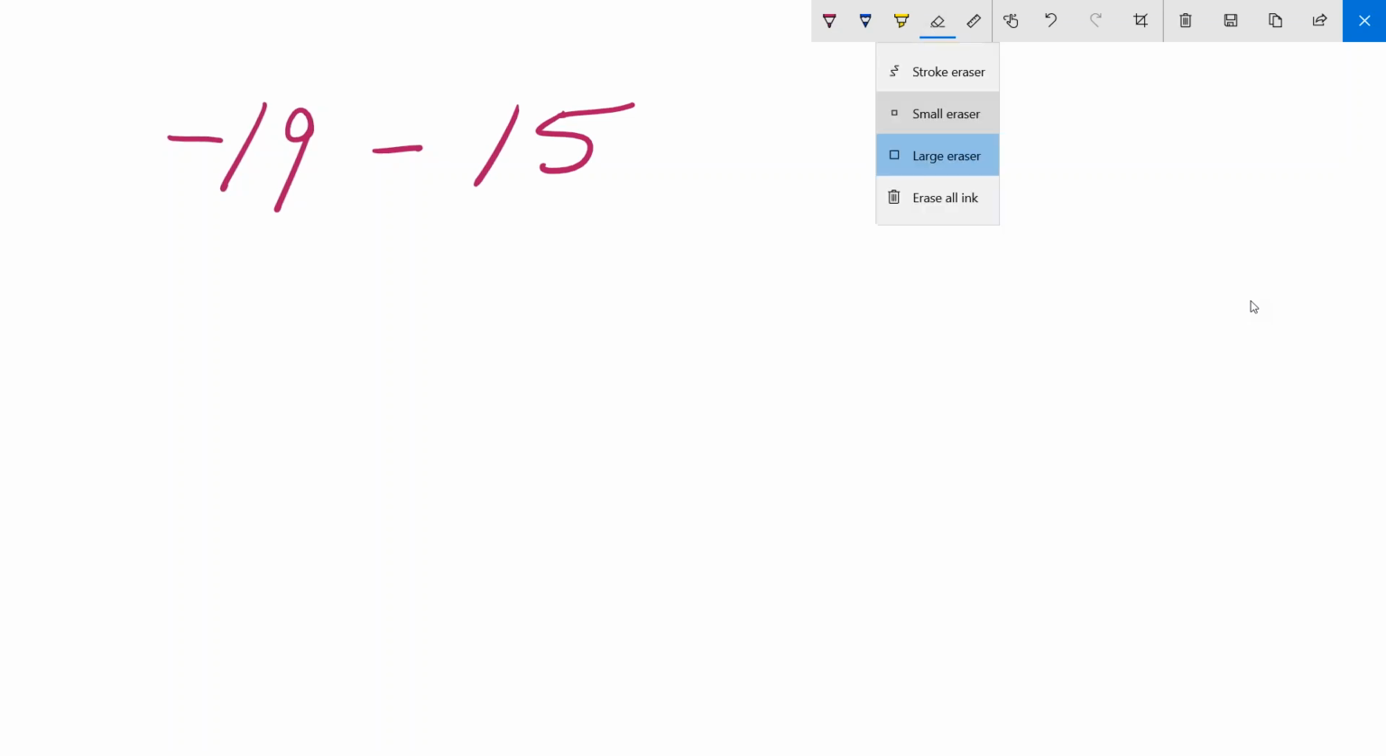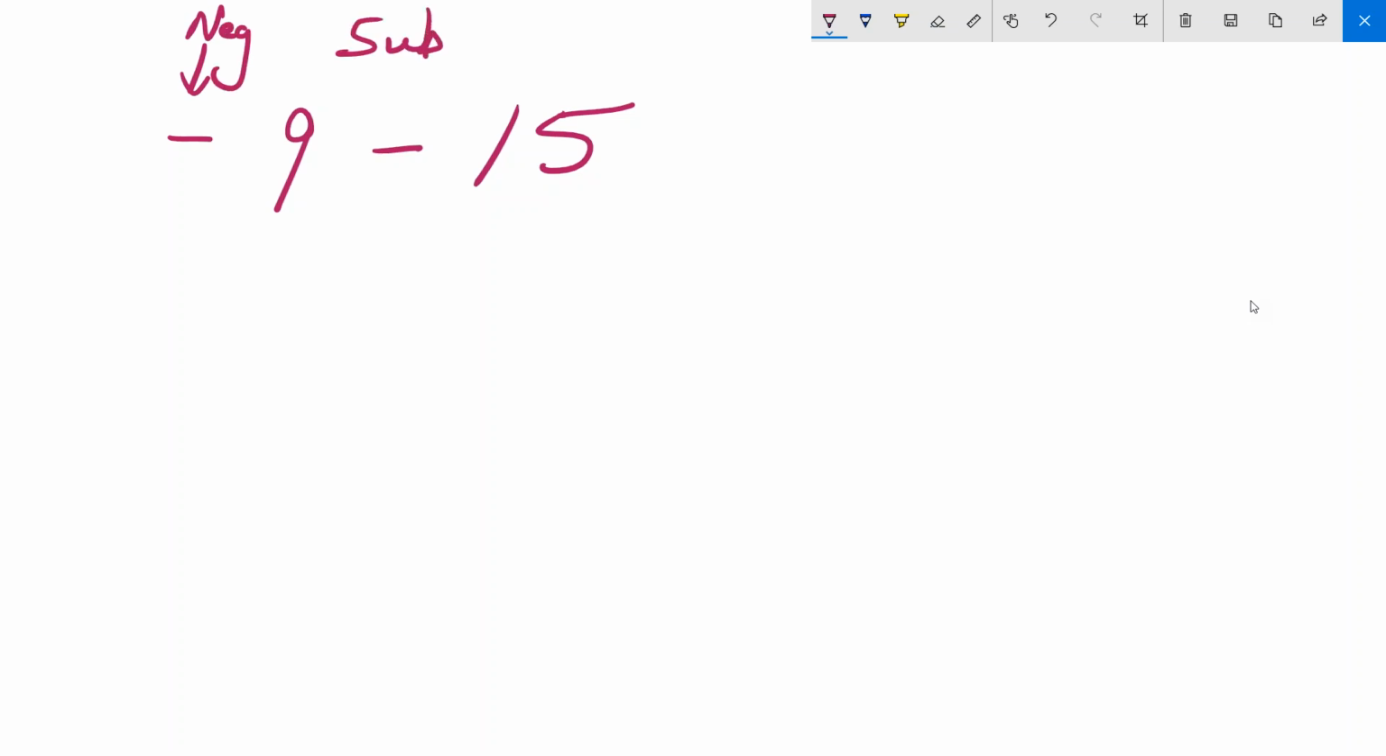Negative 19 minus 15? Minus 15? Yeah. Okay. Here we're not... No, 9. Just 9? Negative 9 or just 9? Yeah, negative 9, sorry. All right, like that? Yeah. Okay. That's a negative sign. Yeah. That is a subtraction sign.